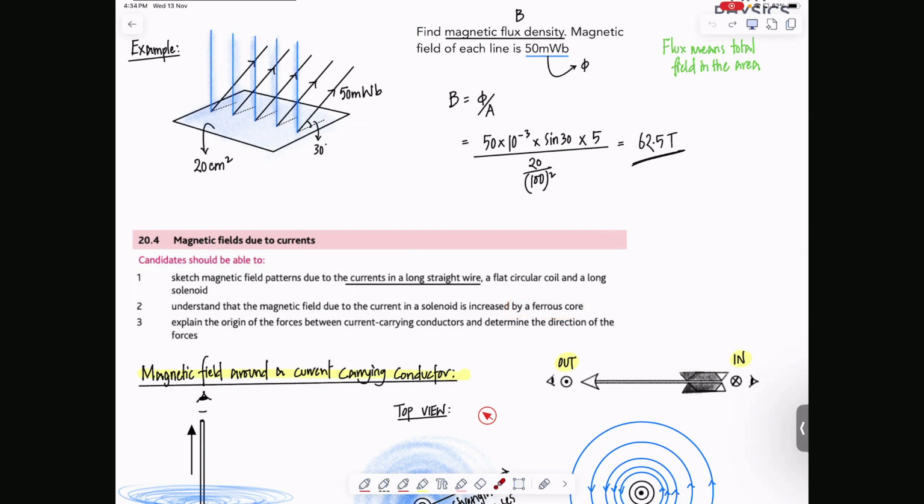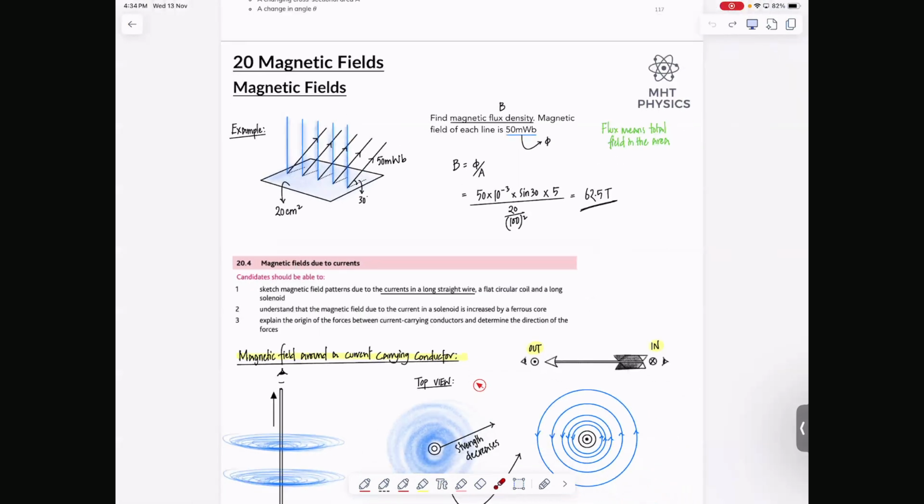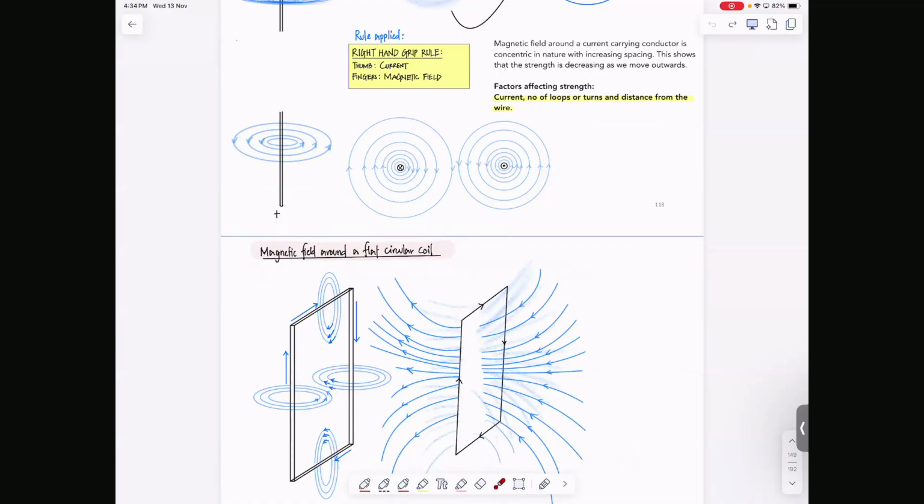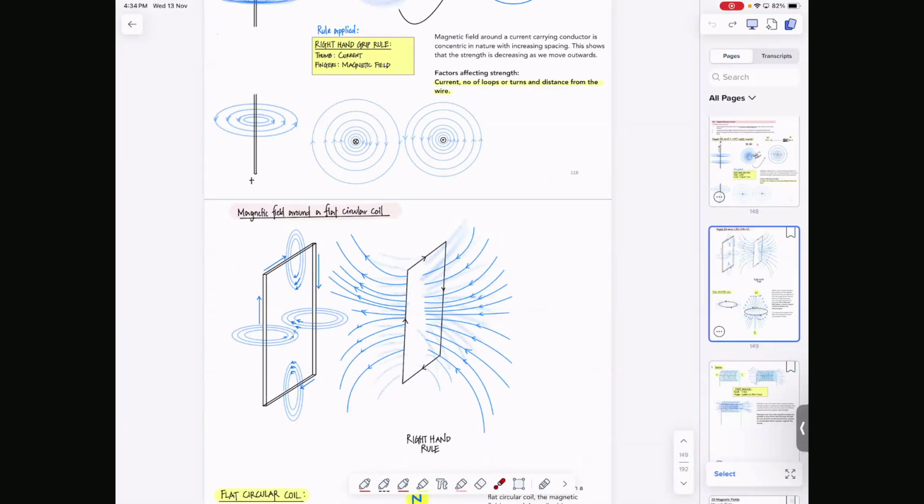Also understand that the magnetic field due to the current in a solenoid can be increased by a ferrous core. Why is it like that? Why is the presence of a ferrous core going to make your electromagnet stronger? Yes, very good. In iron, there are a lot of dipoles randomly lying around, right? Once the magnetic field of the coil passes through the iron, those random dipoles get what? Aligned. And now they add to your already existing magnetic field, so it becomes stronger. Okay. And explain the origin of forces between current and magnetic fields, so that's what we're going to see right now. It's the motor effect. So that is what you have to know for your A level.